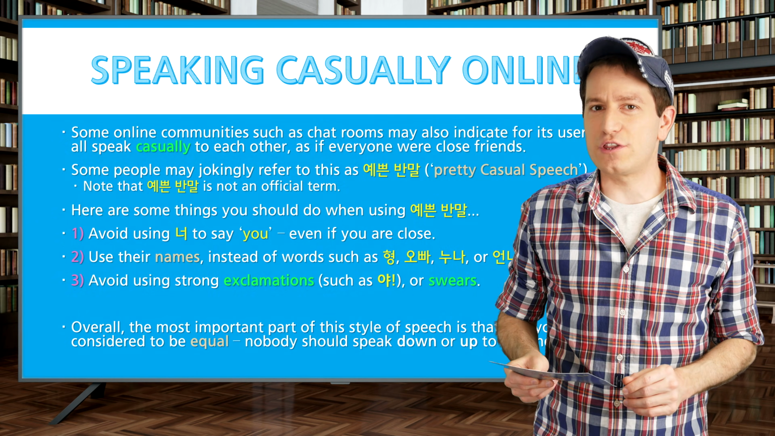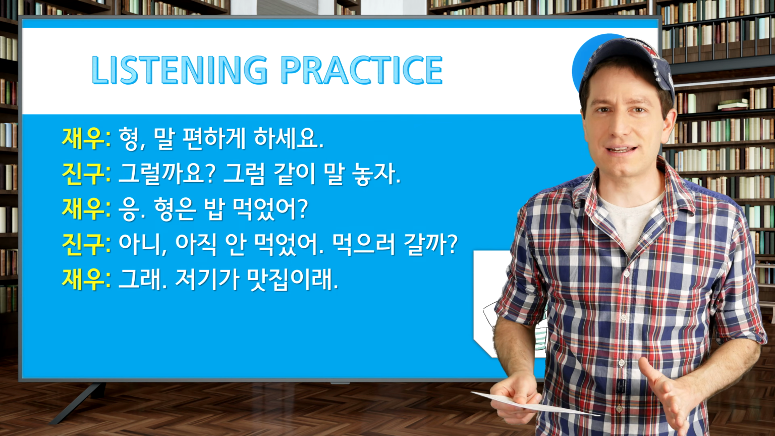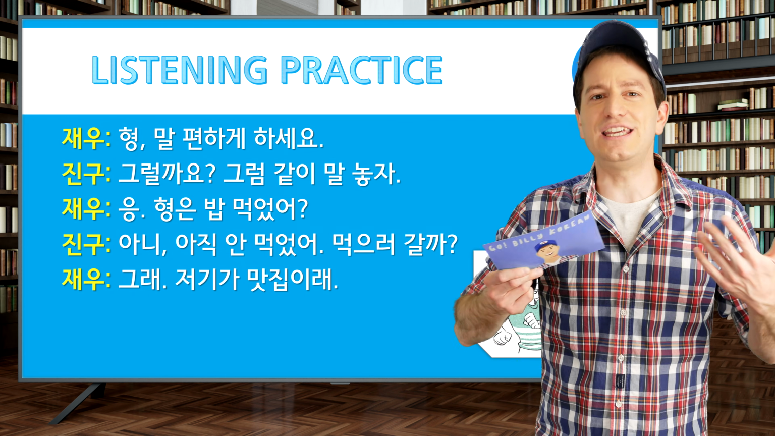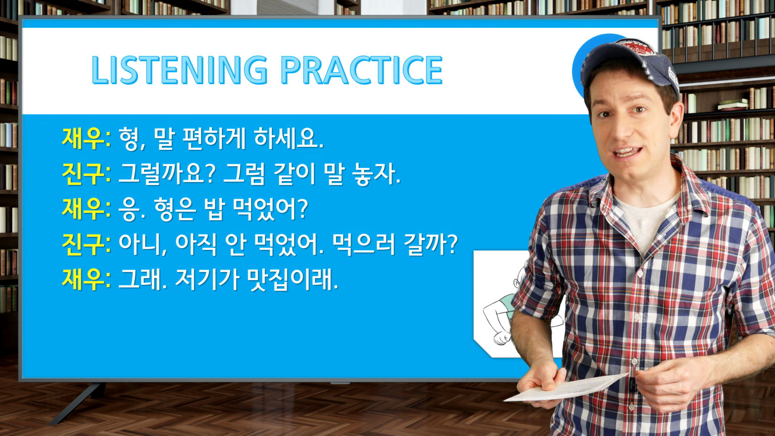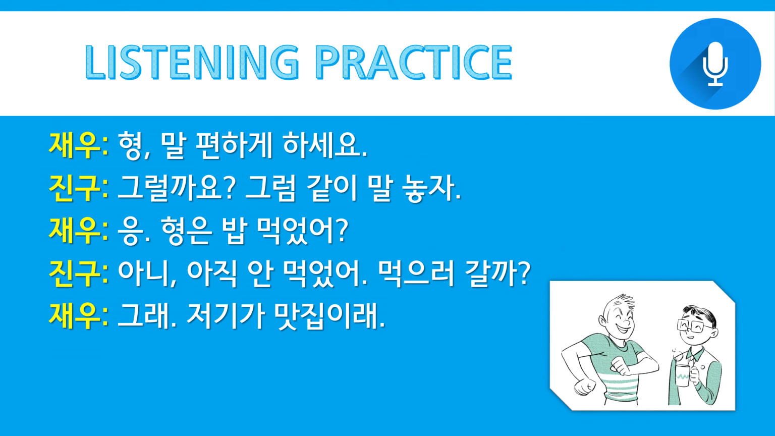Alright, I have a few notes for this lesson, but first let's do a listening practice. Here, two friends are speaking and the younger friend asks the older friend if they can speak more casually to them. 형, 말 편하게 하세요. 형, so to the older friend, speak casually or speak comfortably. 그럴까요? Shall I? Notice that since they were both speaking politely, this sentence here is also still polite. 그럼 같이 말 놓자. Then let's lower our speech together. So let's both speak casually.